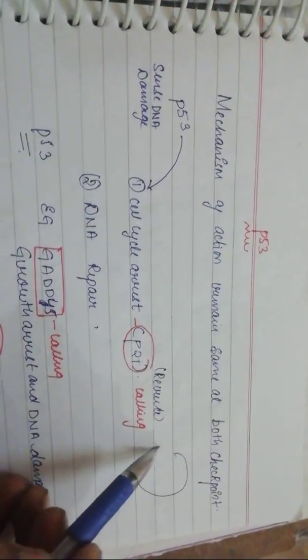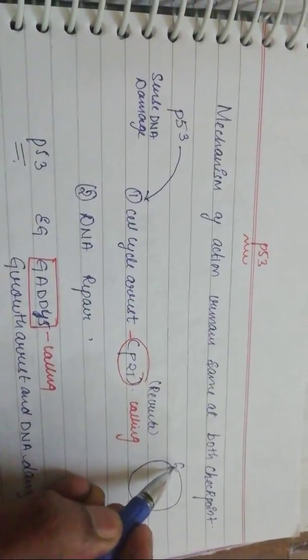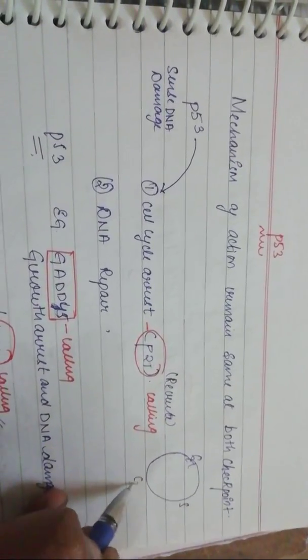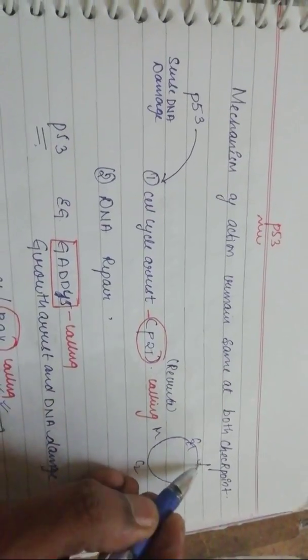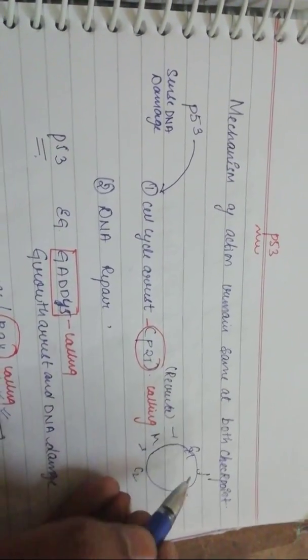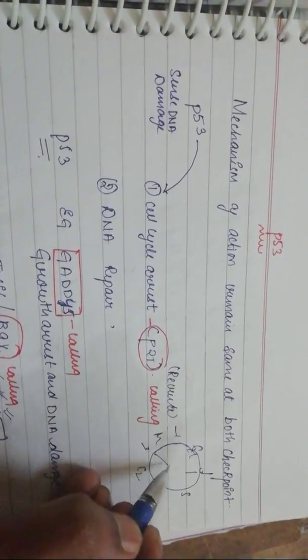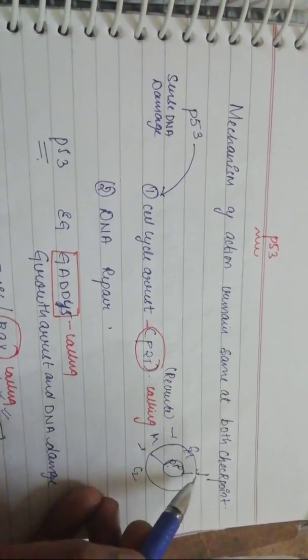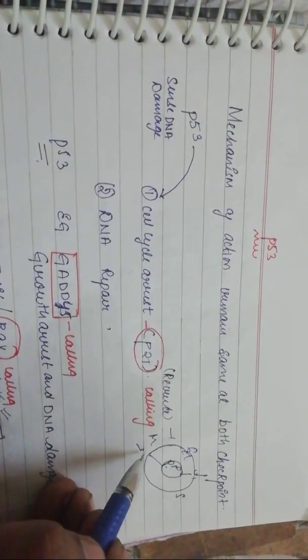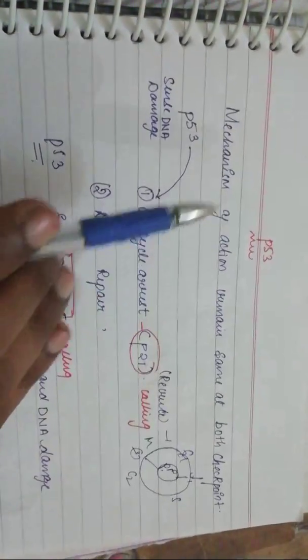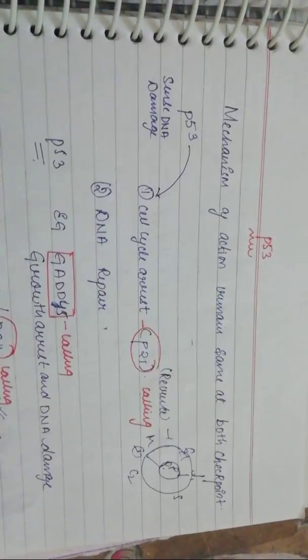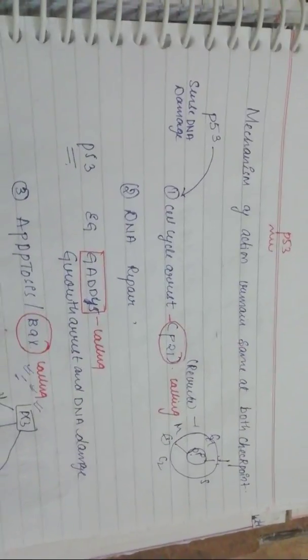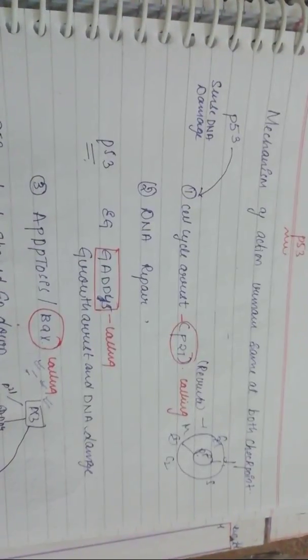So if you look at this, this is the cell cycle, and this is the G1 phase, this is S phase, this is G2 phase, this is M phase. This is one checkpoint, this is the other checkpoint, and this is a third checkpoint. The first checkpoint and the second checkpoint are controlled by P53. So the action of P53 at the first checkpoint and the action of P53 at the second checkpoint are the same. That is what is written: mechanism of action remains the same at both checkpoints. Let us understand how this P53 is going to work.